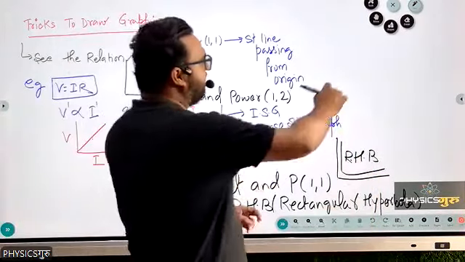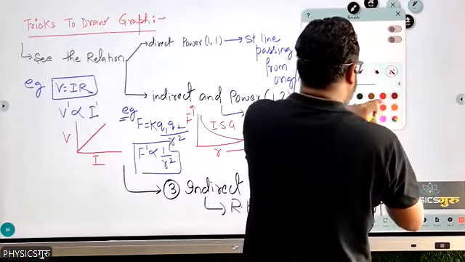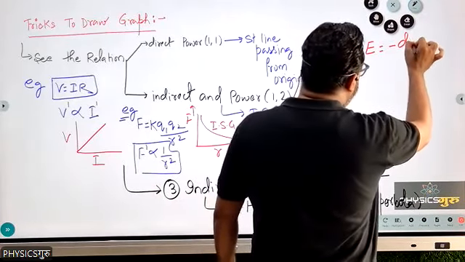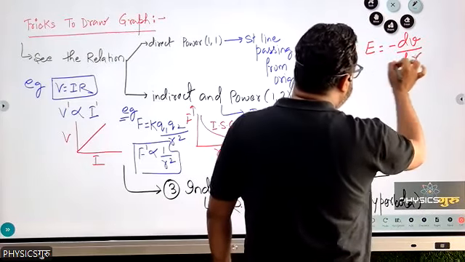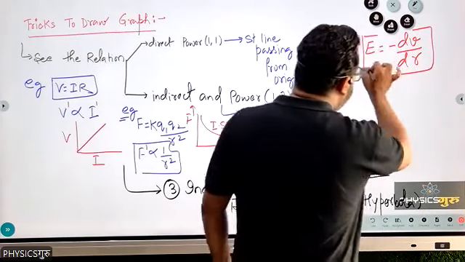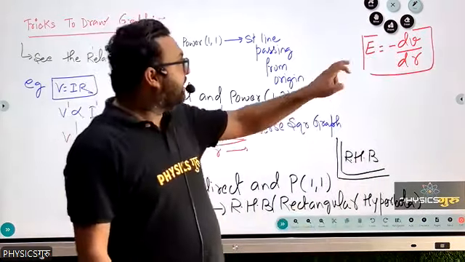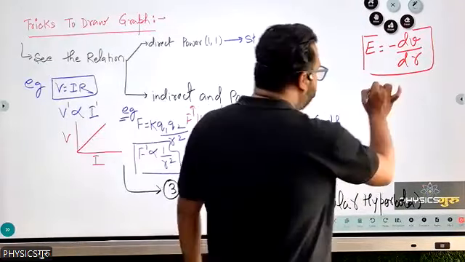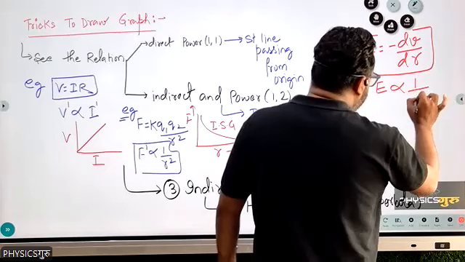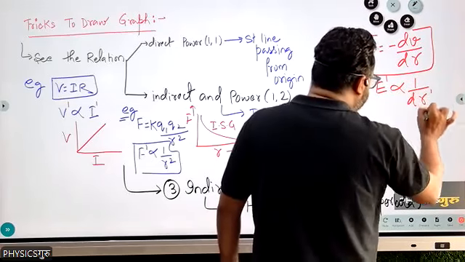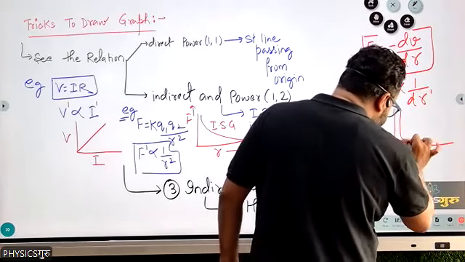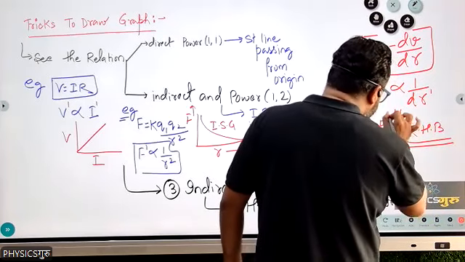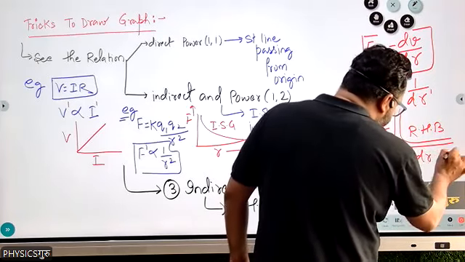Example: the formula E is equal to minus dV over dr. So what is the relation between E and dr? Inverse, indirect relation. Power is 1 comma 1. So what is the nature of the graph? Like this. This is called the RHB graph.